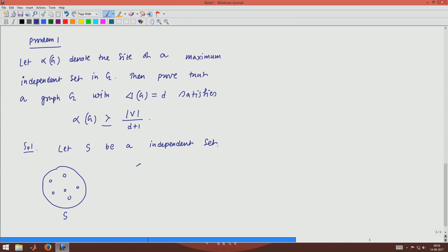And then this one is V minus S. Okay, so, I am partitioning the vertices of the graph G into two parts, S and V minus S, and then it is not difficult to observe that V minus S is the minimum. If S is the maximum independent set, then V minus S is the minimum vertex cover.